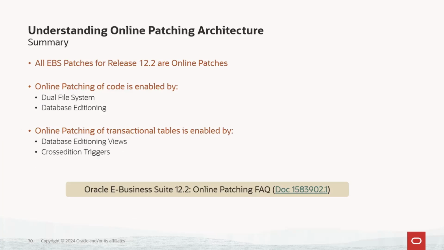So that, in a very short period of time, is my explanation of how online patching architecture works. It's important to note that all eBusiness Suite patches for release 12.2 are online patches. The online patching of code is enabled by the new dual file system and by database editioning. The online patching of transactional tables is enabled by database editioning views and cross-edition triggers. We went through this all very quickly, and I would suggest if you'd like to drill in a little deeper, you might look at the online patching FAQ on Oracle support. I've got the doc noted at the bottom of the screen.